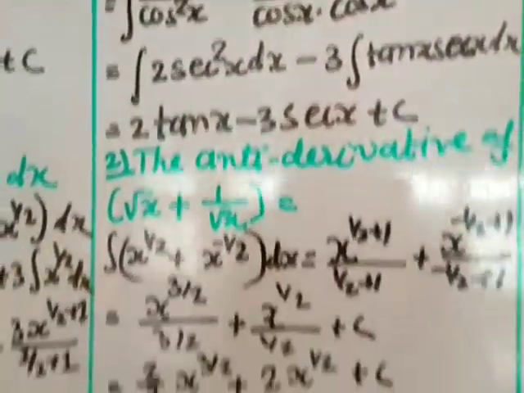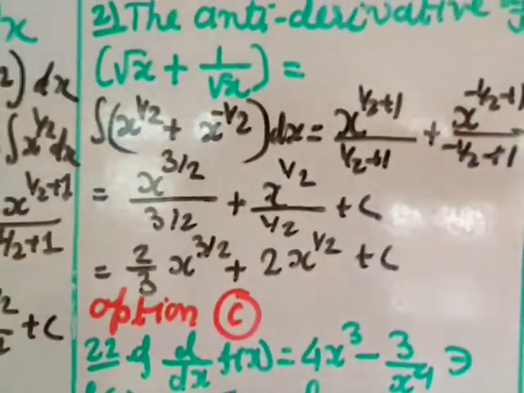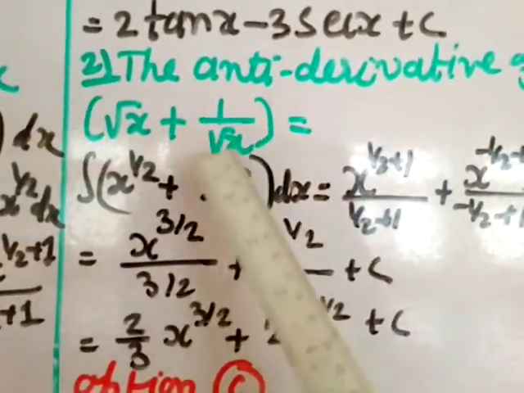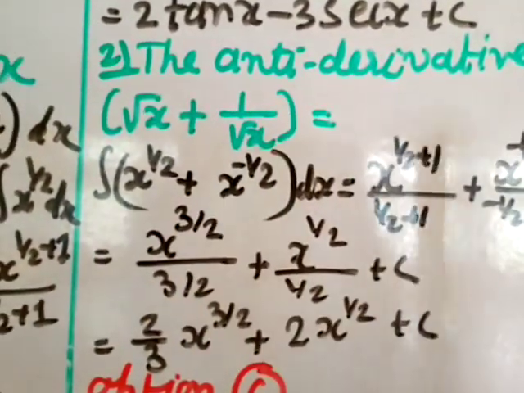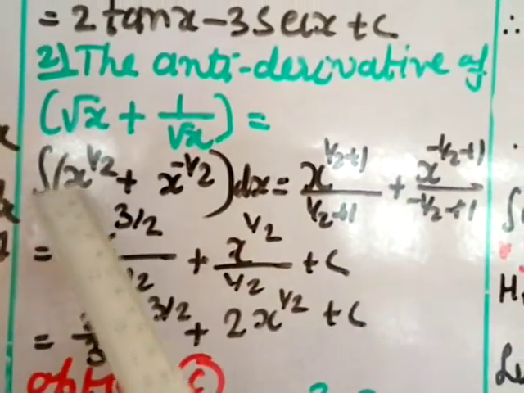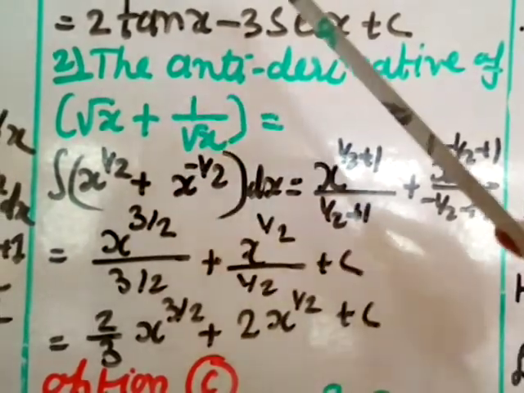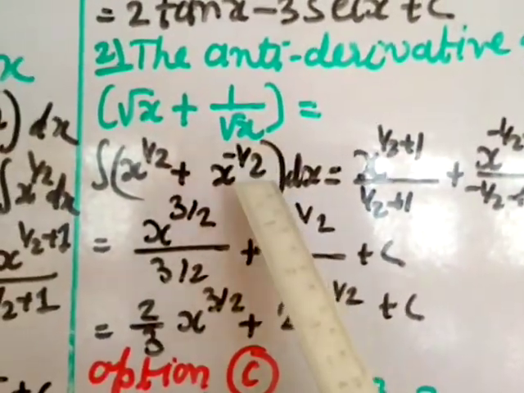Now question number 21 and 22, you have to select the right option. The antiderivative of square root of x plus 1 by root x equals, so they are asking you to find the integral. So I'll integrate x power 1 by 2 plus 1 by root x; taking it in the numerator, x power minus 1 by 2, dx.